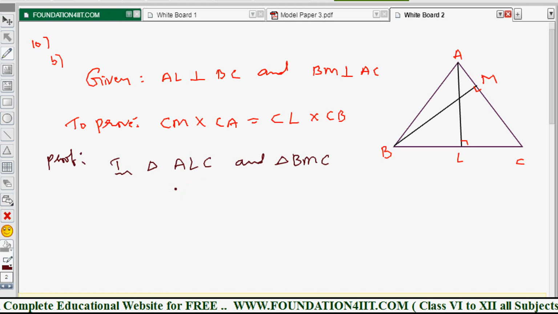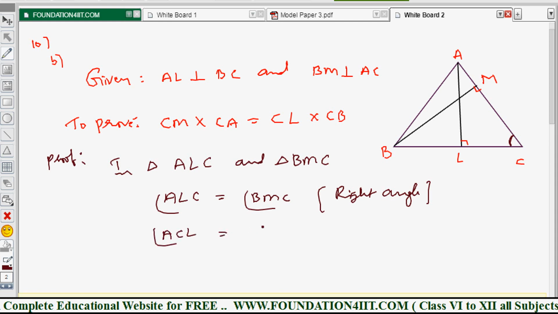To prove this, this is 90 degrees and this is also 90 degrees. Then angle ALC is equal to angle BMC. So angle L and angle M are right angles, both 90 degrees, so right angles are equal. And one more angle, C, is common for both triangles. That is, angle ACL is equal to angle BCM.